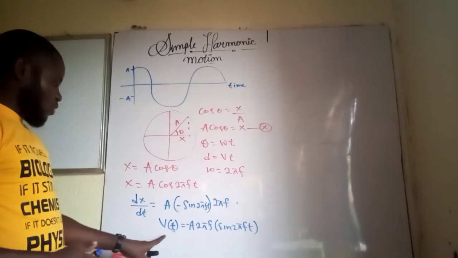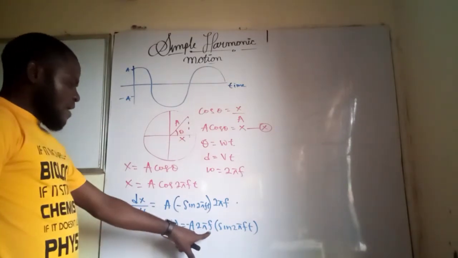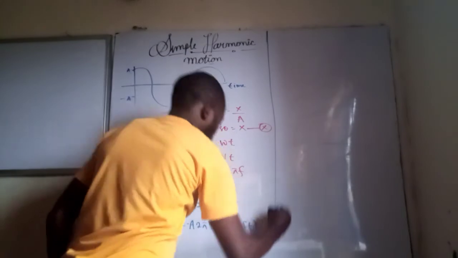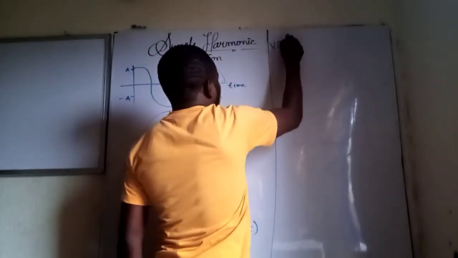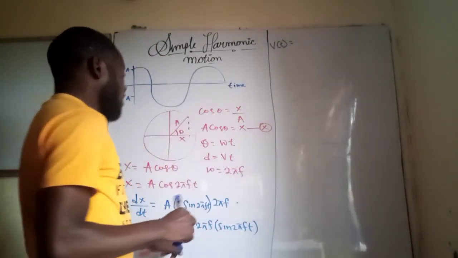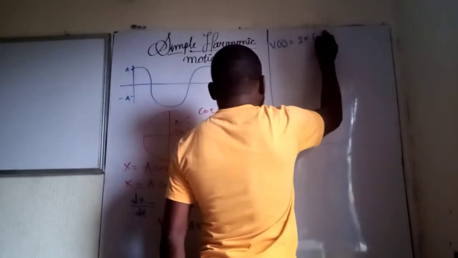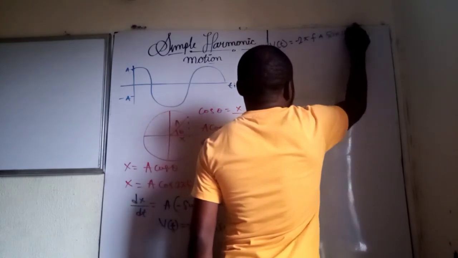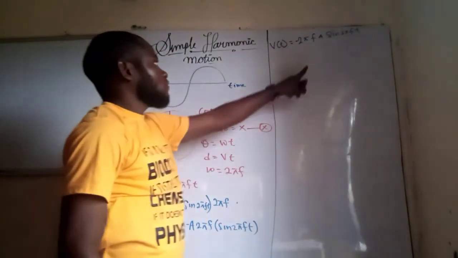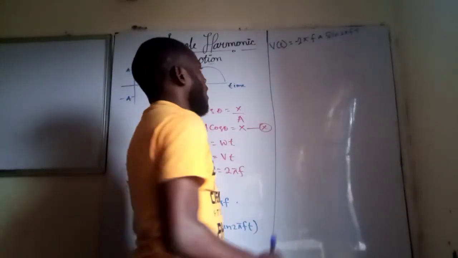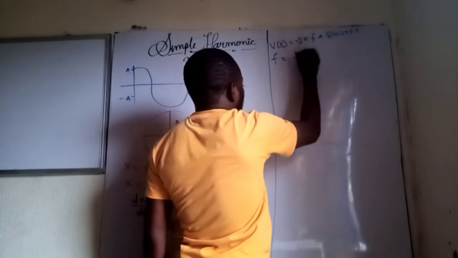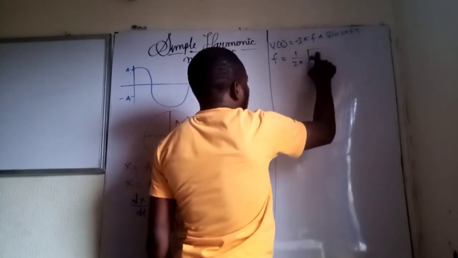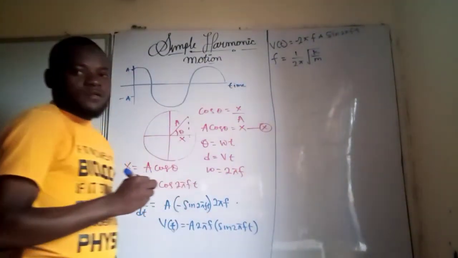Let's quickly come back here and see what will happen. Now, remember that our frequency is given as what? Let's see. Our v of t is negative 2 pi f a sine 2 pi ft, if this is what we have. Now, what is our f? Our f is given as 1 over 2 pi times the square root of k over m. That's our f, isn't it?